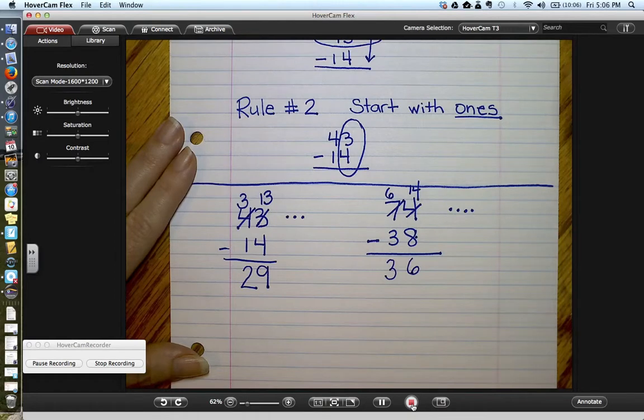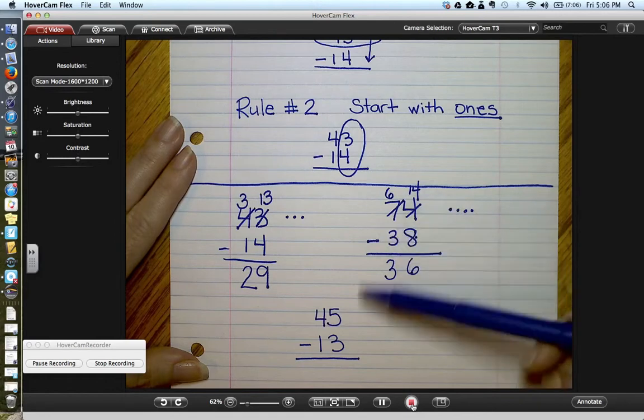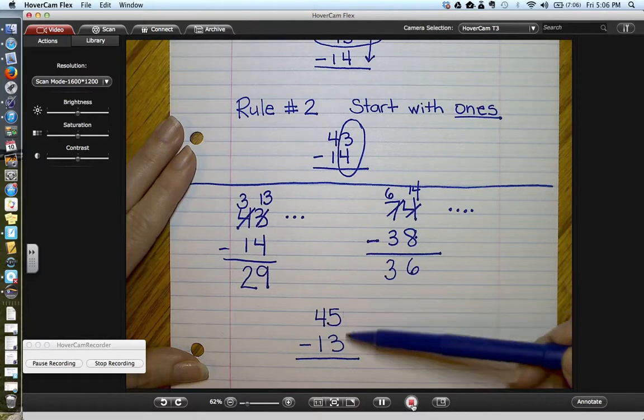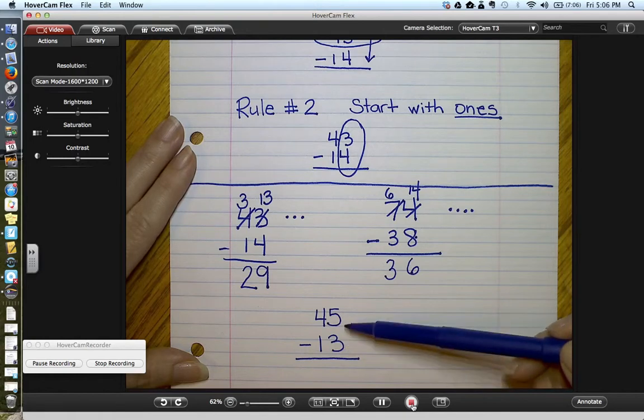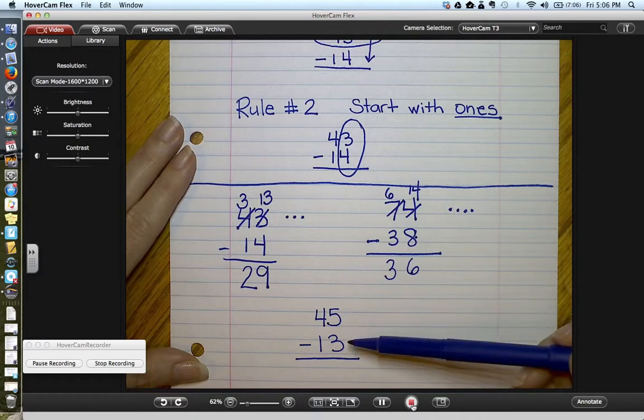All right, now I want to show you one more. Let's do one more together. Let's try this guy. You write it, please. 45 minus 13. Point to the digit where you'll begin your subtraction problem. There it is, top, ones place. 5 minus 3. Do you notice anything different on this one? This is not a trade first subtraction problem. If you start with 5, you certainly can take 3 away.